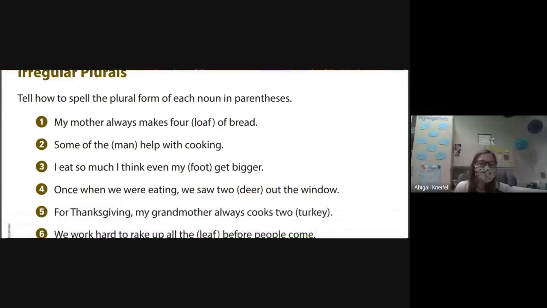And then the next one is one that I already talked about, deer, D-E-E-R. The animal never changes. Once when we were eating, we saw 2 deer out the window. So it's not going to be deers. It's just going to stay deer. Okay. For whatever reason, that's the way that one is.